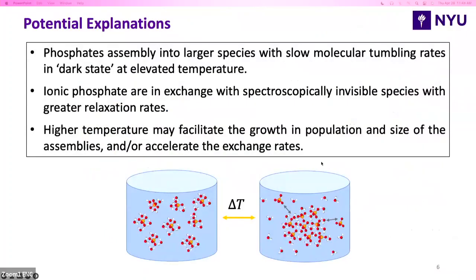Therefore, we have some hypotheses to interpret the phenomenon we observed. First, there is an invisible pool of phosphorus spins. We call it the dark state because they are spectroscopically invisible. And these phosphate molecules are assembling into larger species with tumbling rate in the slow motion regime at elevated temperature. Besides, the ionic phosphates are in exchange with the spectroscopically invisible species with greater relaxation rates. And higher temperature may facilitate the growth in population and size of the assemblies and maybe accelerate the exchange rate at elevated temperature.